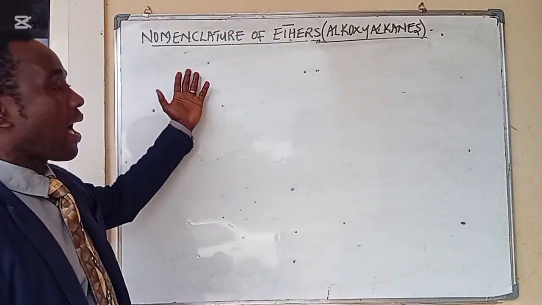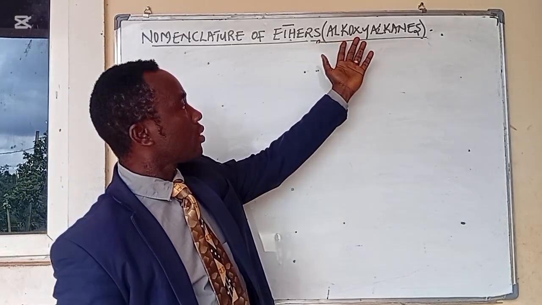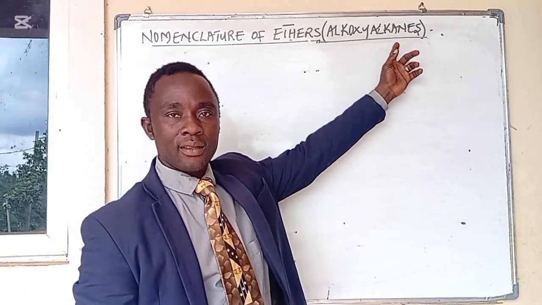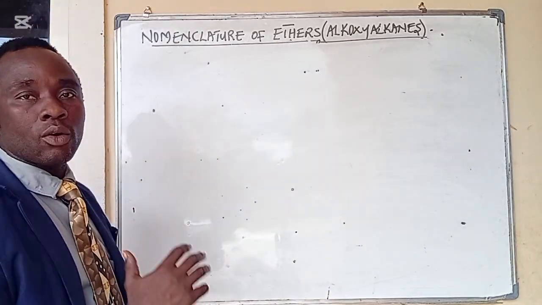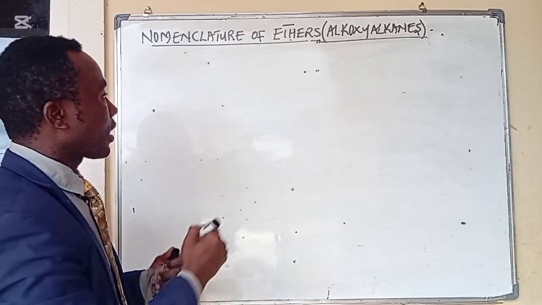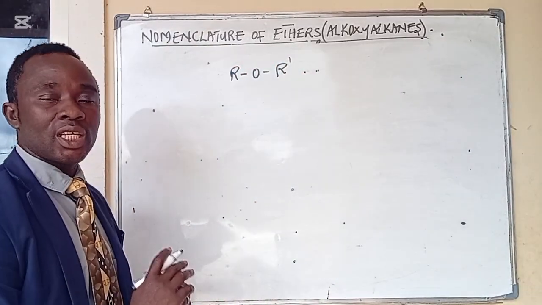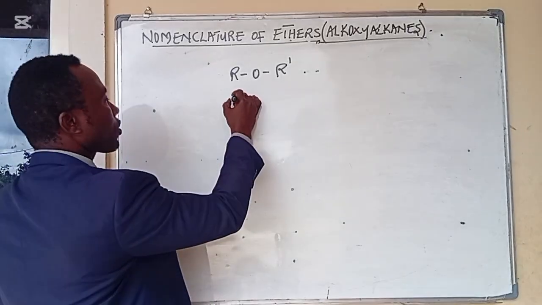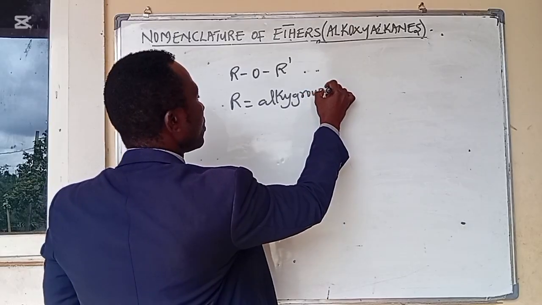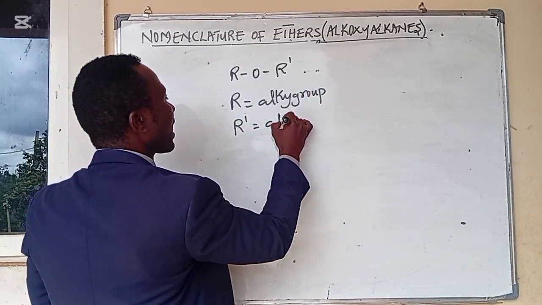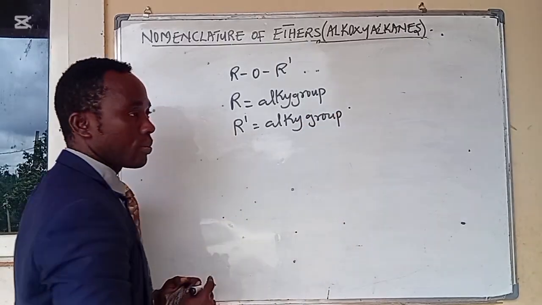Now, what are ethers? Ethers can also be called alkoxy-alkane. Ethers are a class of organic compounds that have the general molecular formula RO R prime. That is their general molecular formula. R can be an alkyl group, and R prime can also be an alkyl group.